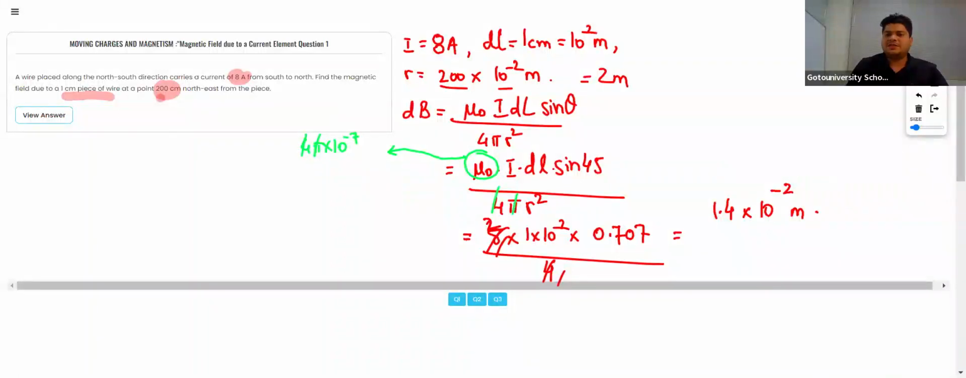Am I missing something? Yes, I'm missing something. Here it is 10 raised to minus 7 also. So 10 raised to minus 7 and 10 raised to minus 2 will be 10 raised to minus 9. Okay, I missed this 10 raised to minus 7, which is why this answer came. So if you consider this 10 raised to minus 7 and this 10 raised to minus 2, it will be equal to 10 raised to minus 9.